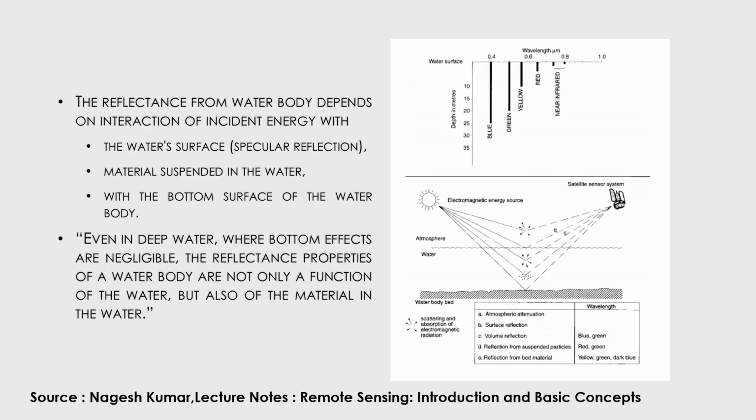Now you see reflectance from the water body. Here it is being described: water surface, material suspended in water. This is nothing but total suspended solids. So according to the reflectance of light, different properties of water can be assessed. So this is what reflectance of water is.